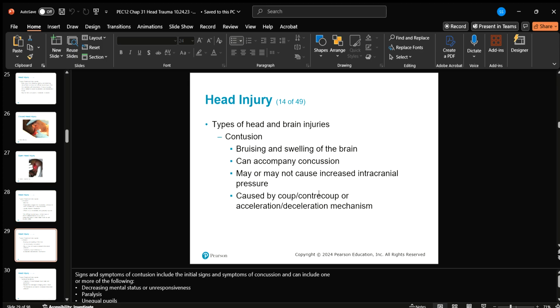You can have a contusion, which we know is a bruise, to the brain itself. This can be accompanied with a concussion, or it could be separate. Here, the contrecoup. I just mentioned this earlier. That bruising to the brain as it slams to the front of the skull, slams to the back of the skull, and acceleration, deceleration, MOI.